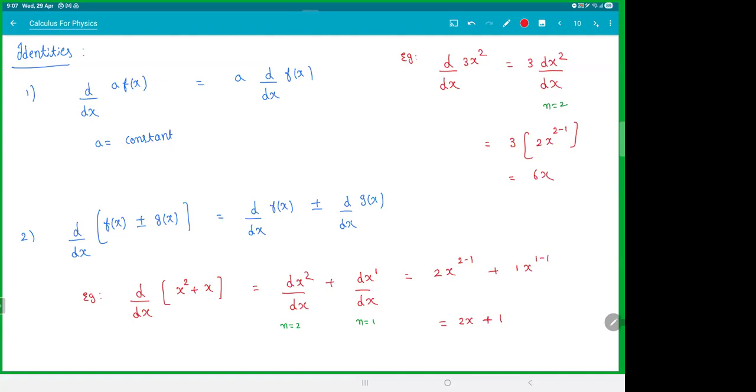Is that clear, everyone? So you always have to go back and ask, okay, this guy is looking like what? It is looking like x power n, the second one. So use that formula. Any doubts on this? That's your second identity, the sum, addition, and subtraction.